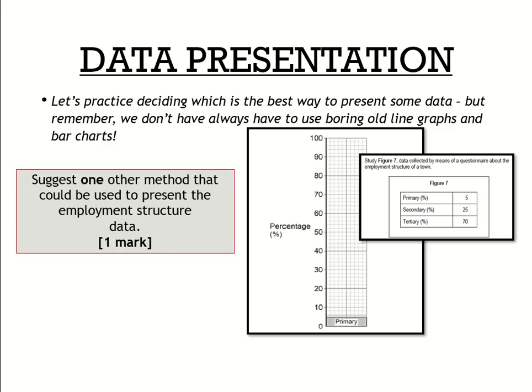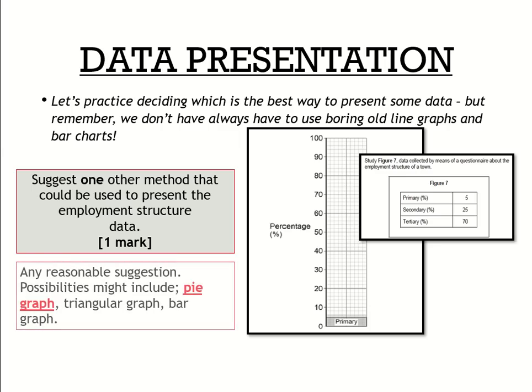Right then, another example. We've got study figure 7, data collected by means of questionnaire about the employment structure of a town, and it's given you a compound bar chart to complete. How else could we present this discrete data, the 3 different sectors of the economy? Well, we could do a pie graph or a pie chart. This is a compound bar chart, so we could just do a bar chart, or we could do a triangular graph, which is essentially where we put primary, secondary, and tertiary in 3 triangles, and you work out the percentage of each one.